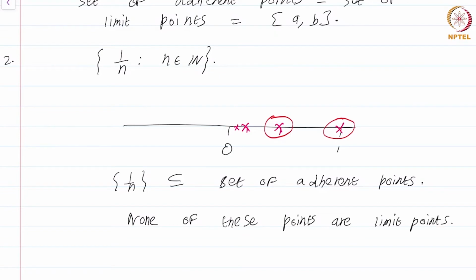Okay. So here it seems like the set of adherent points and limit points are not even going to have a common point. But wait a second. What about our element 0, which is what 1/n is converging to? By the definition of both adherent and limit point, 0 is both an adherent as well as a limit point.